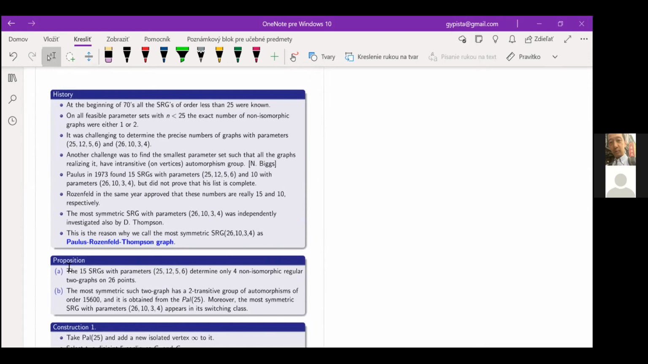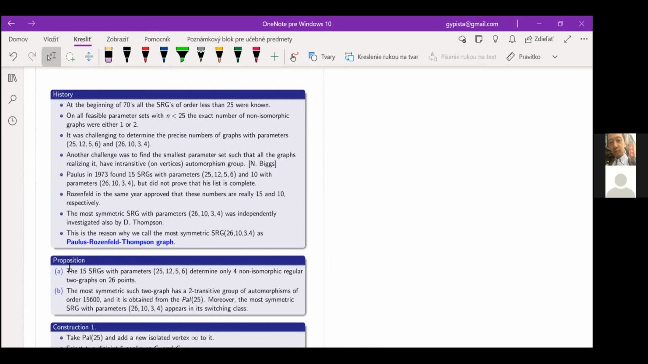At the beginning of the early 70s, already all the strongly regular graphs with the order less than 25 were known. And for all feasible parameter sets, the exact numbers realizing these parameter sets were known. And usually these numbers were 1 or 2. And all the graphs were highly symmetric, meaning that they had a quite rich group of automorphisms.